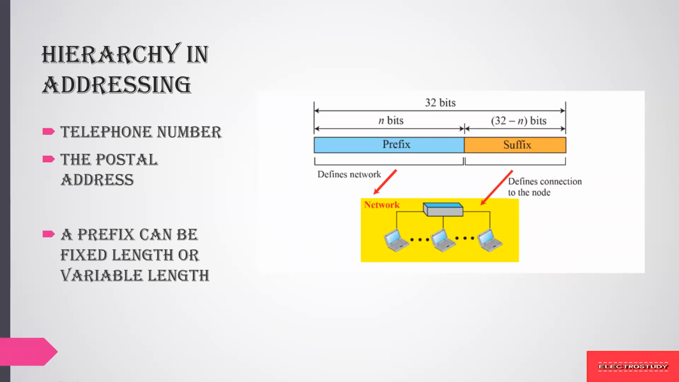If it is a registered post, only when the receiver signs the particular form is it recorded that the package was received. So the post office follows some hierarchy to send packets from the sender to the receiver. Similarly, to define a network, there is a hierarchy. That is, the complete 32 bits is divided into two parts, prefix and suffix. The prefix is n bits, and the suffix is 32 bits minus the n bits.